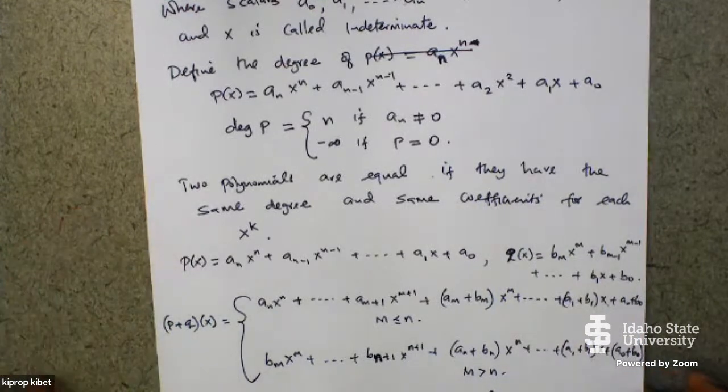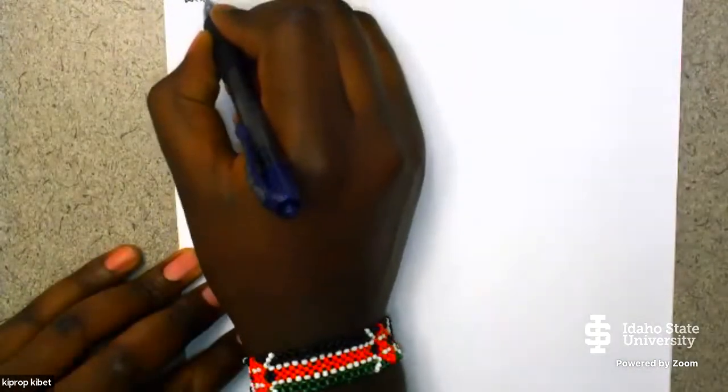Now let's look at an example, example number 3. A polynomial is also a vector space. So we can still add two polynomials, and we can still multiply by a scalar.